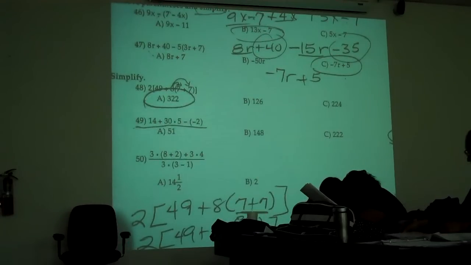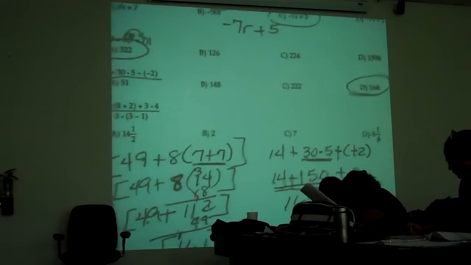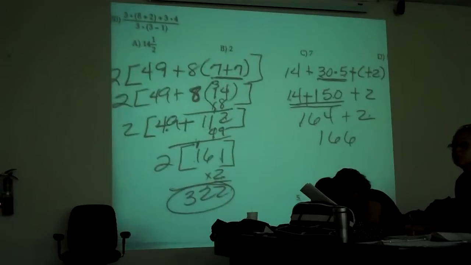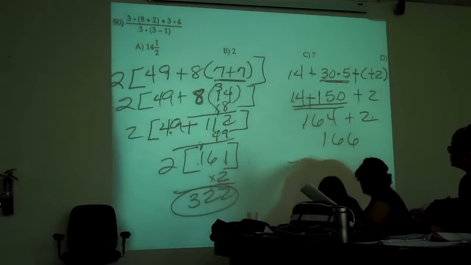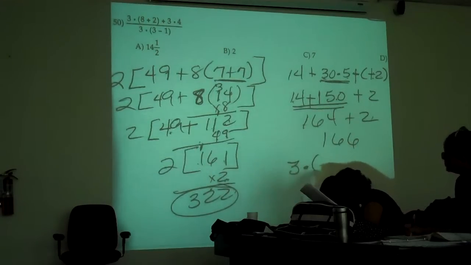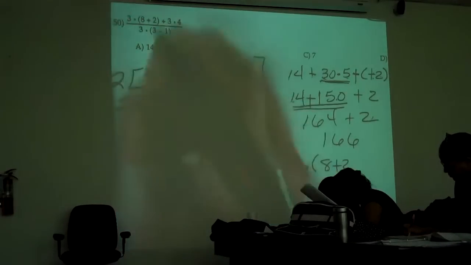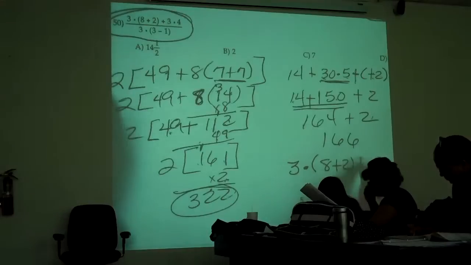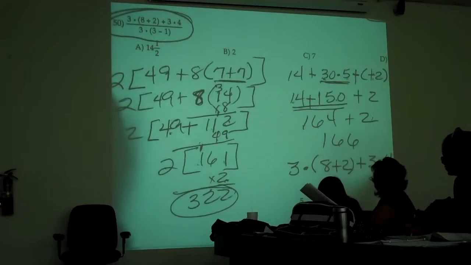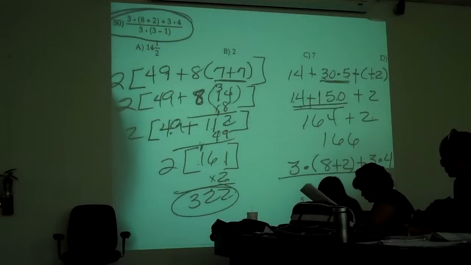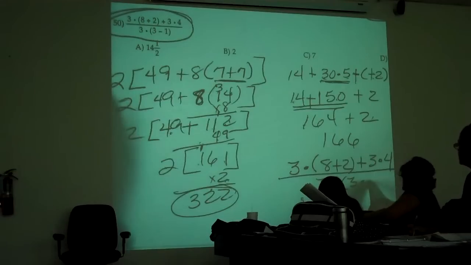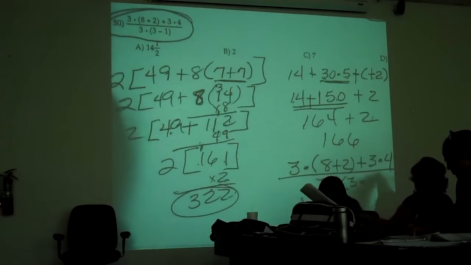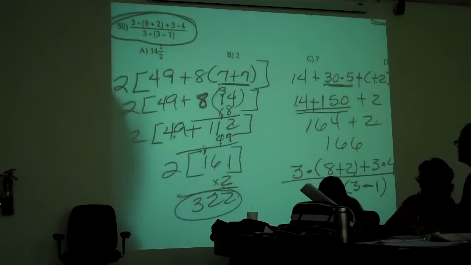Okay, now number 50. 3 times, let me put it where we can see where I'm writing it at the same time. 3 times, parenthesis, 8 plus 2, parenthesis, plus 3 times 4, all over 3 times, parenthesis, 3 minus 1. This is a big one, isn't it? Okay, we got that right? Okay, now we're going to do it.